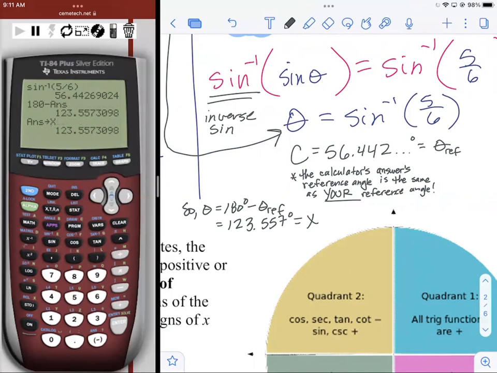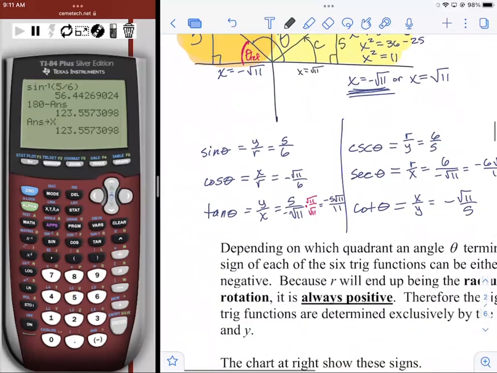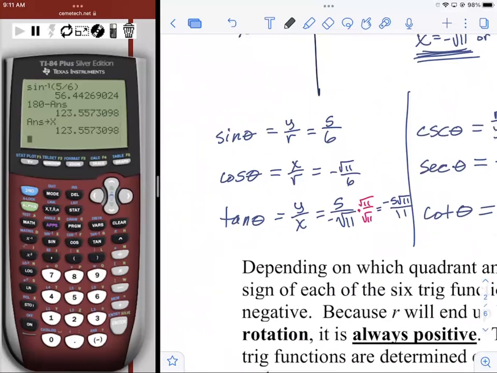Okay, now is 123 degrees between 90 and 180? Yeah, the calculator is never going to give us that one though. But here's what's cool. We can check to see if it works. Let's come back over here. If I take the sine of that angle, it should give me 5/6, right? Let's try it. Sine of X. I get 0.833323, which if I hit math enter is 5/6. Boom. Yeah.